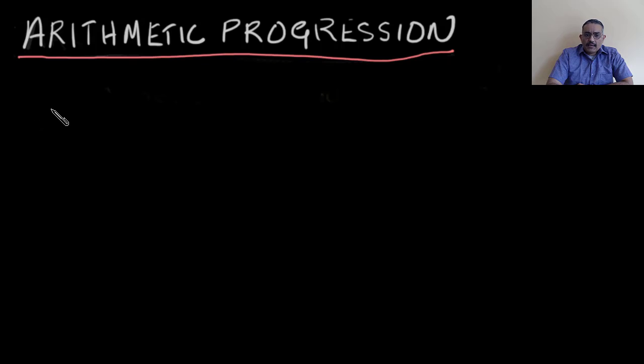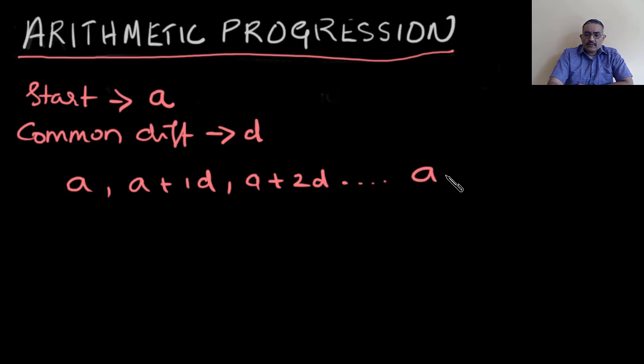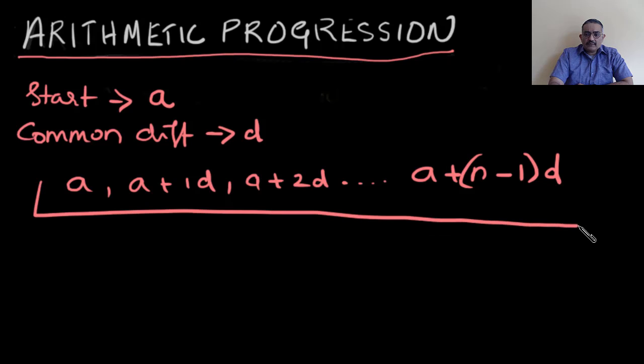It is defined by two terms. One is the start, which we call A, and the second is a common difference, which let's call D. So the progression is basically A, A plus 1D, A plus 2D, and so on to the nth term, A plus (n minus 1)D. Now our goal is to take the first n terms and calculate the sum of these terms, so figure out a formula for this.